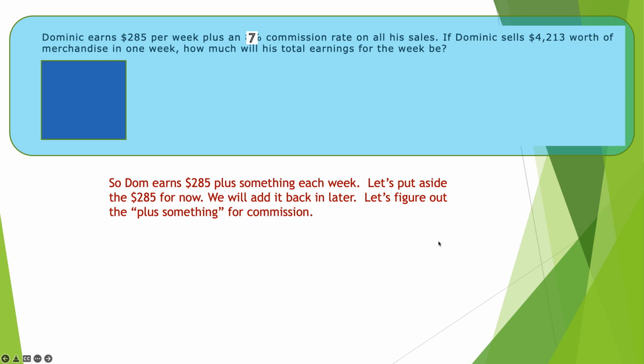Well, he's going to earn $285 plus something extra based on commission. Let's put aside the $285 for now, and we'll add it back in later. Let's figure out the commission, the plus something. So that's 7%, which is 0.07 times 42.13. That works out to be $294.61. Then we add in the $285. That is his base pay, and that adds up to $579.91.